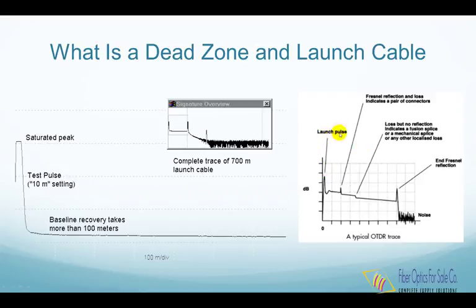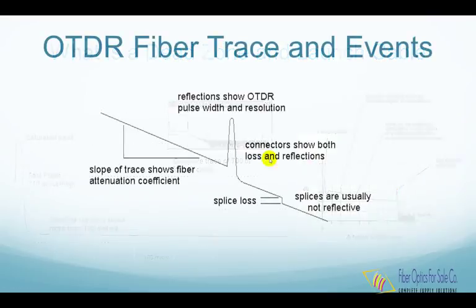For this reason, most OTDR manuals suggest using a launch cable, which gives the OTDR time to recover before you start looking at the actual fiber under test. The slope of the fiber trace shows the attenuation coefficient of the fiber and is calibrated in dB per kilometer by the OTDR. Connectors and splices are called events.